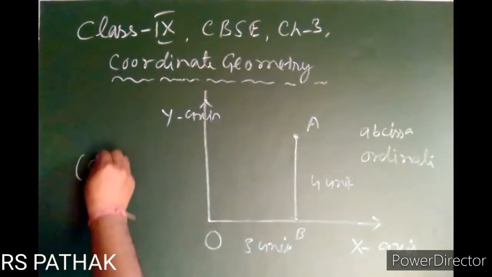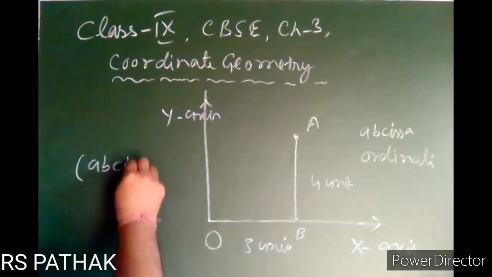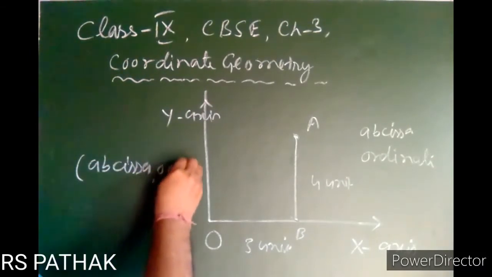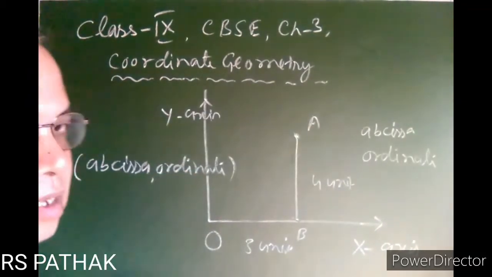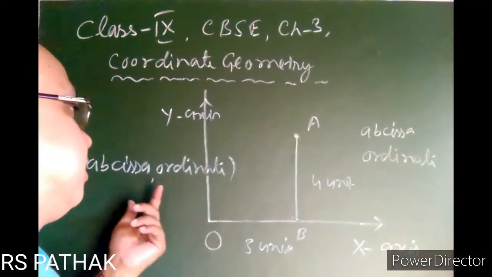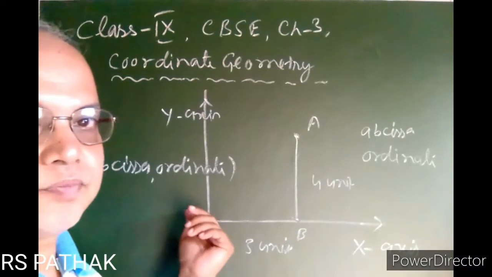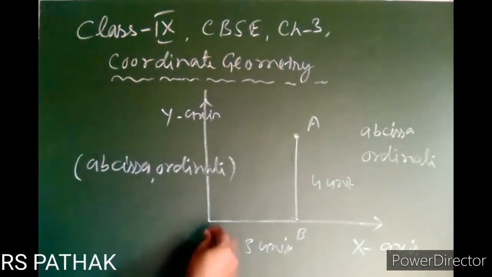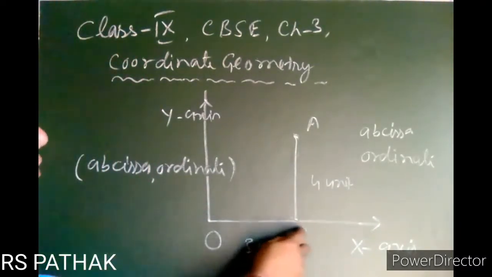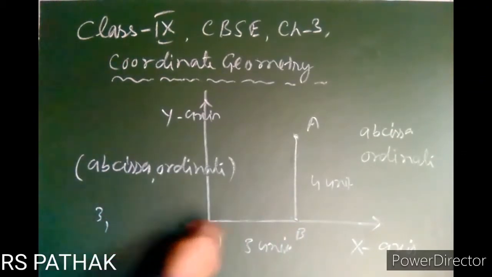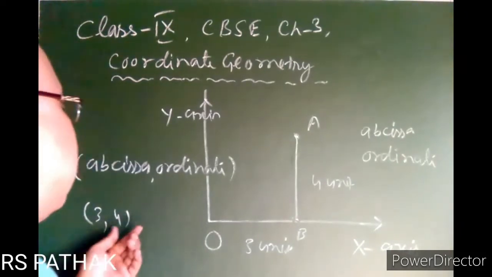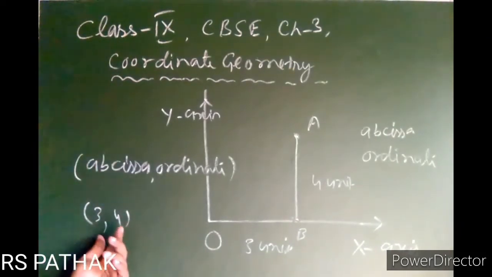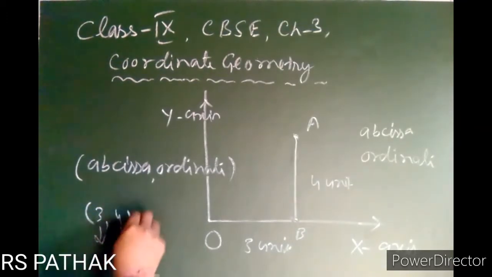Abscissa and ordinate are taken together in a bracket. This is called the coordinate. Let us suppose this distance along the x-axis is 3 and this distance along the y-axis is 4. Then this system of writing is called the coordinate. First is called the abscissa, second is called the ordinate.